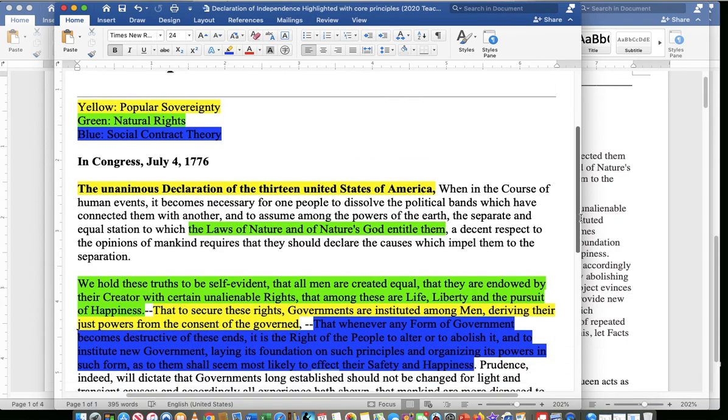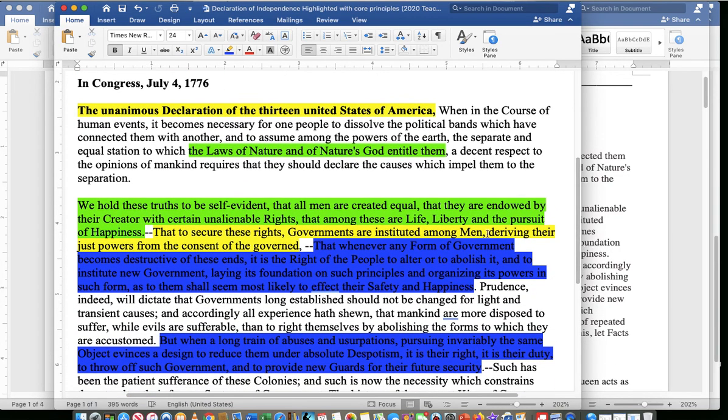So when I go through this, and I'm not going to read it word for word, I see things like the unanimous declaration of the 13 United States of America. Well, what I'm seeing there is this idea of popular sovereignty. So, we the people, or government of the people right there. So right from the beginning, I see that allusion to it.